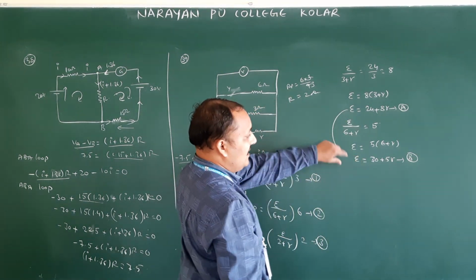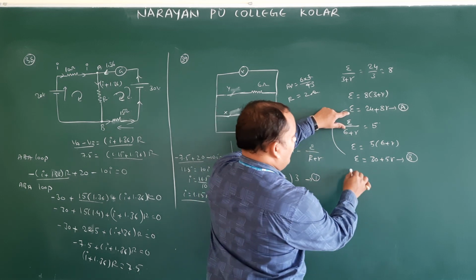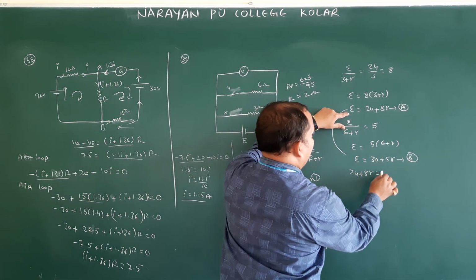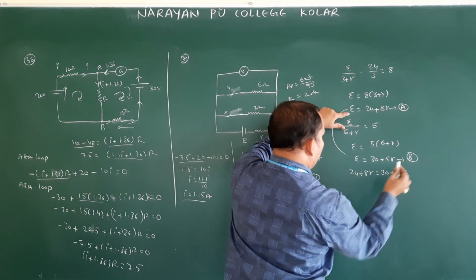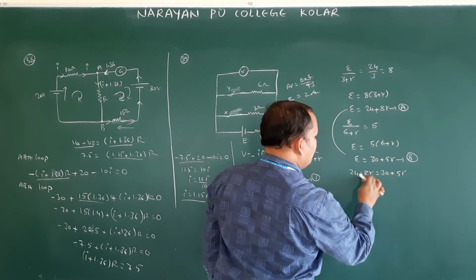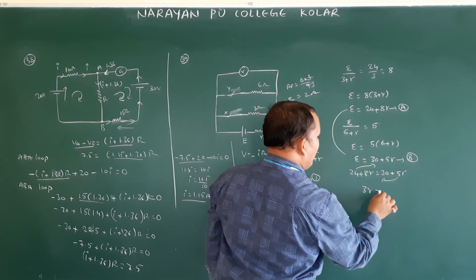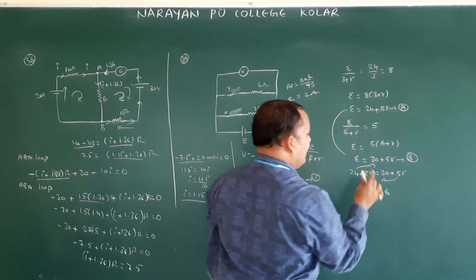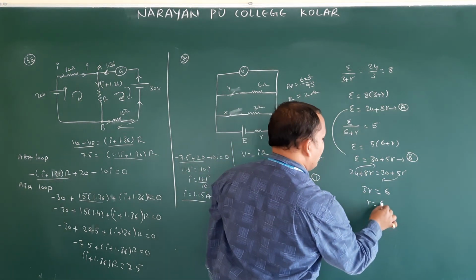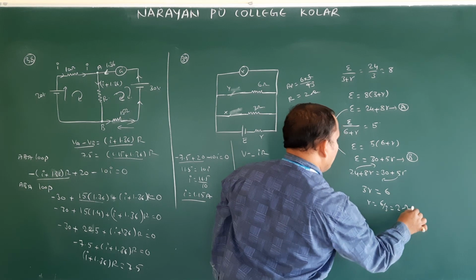Okay, so equate this. This is E, this is E. Therefore, 24 plus 8r is equal to 30 plus 5r. Bring this over: 8r minus 5r, 3r is equal to 30 minus 24, which is 6. Then r is equal to 6 by 3, which is 2 ohms.